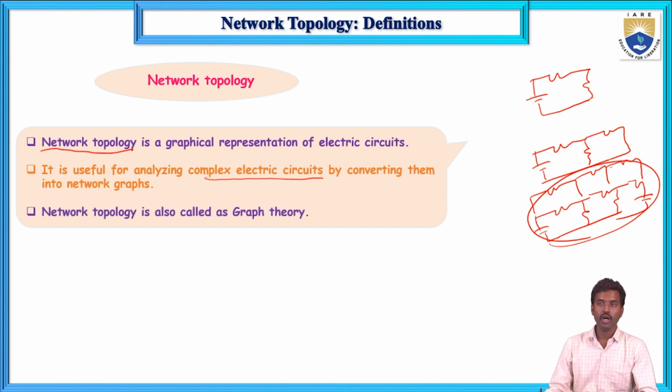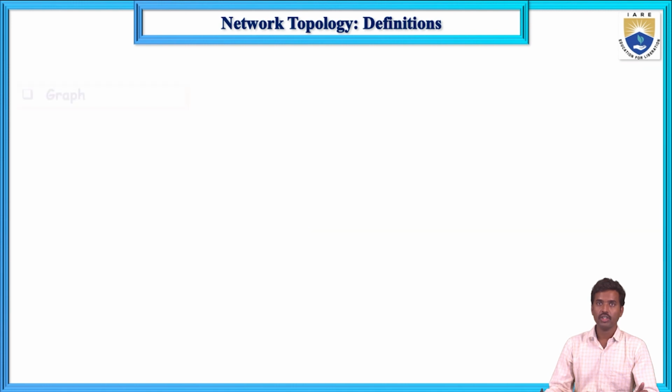Next, where do we apply this? What are the applications of network topology? To determine currents and voltages for simple circuits, we use mesh analysis. For complicated circuits, we will use network topology. Network topology is also known as graph theory. Next, what are the definitions?